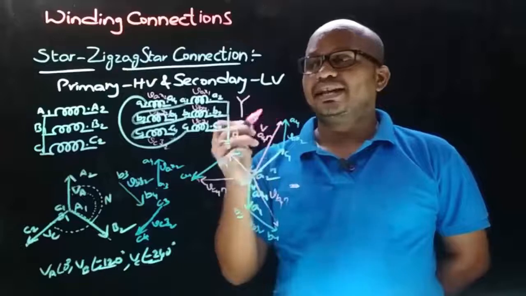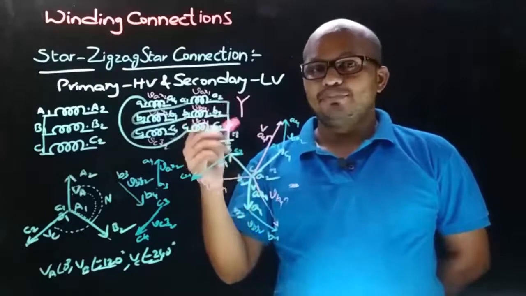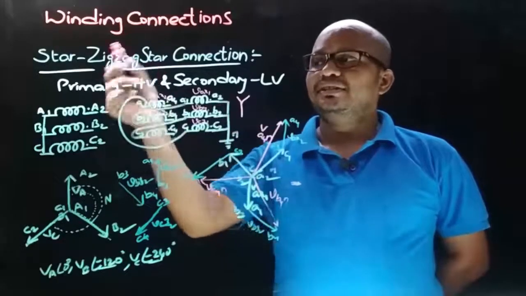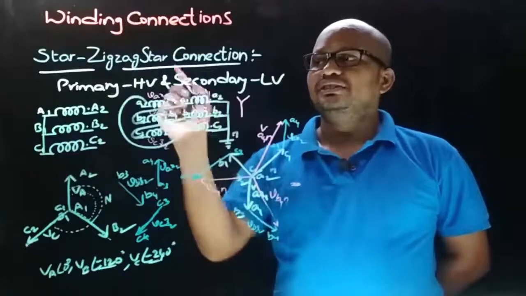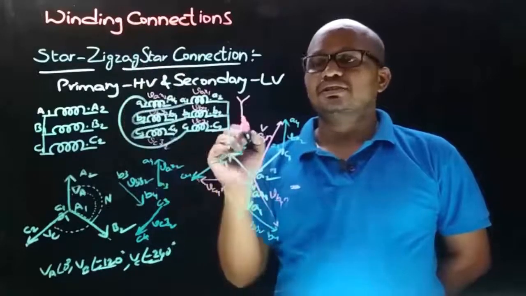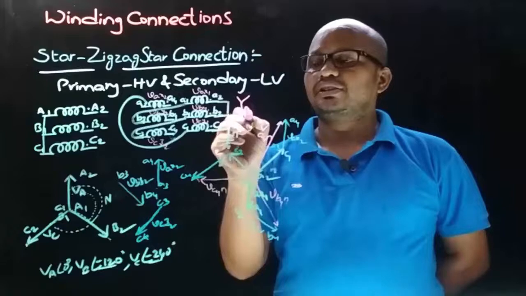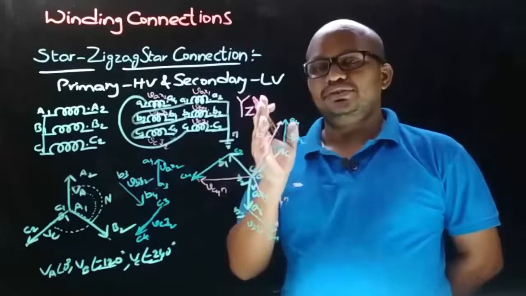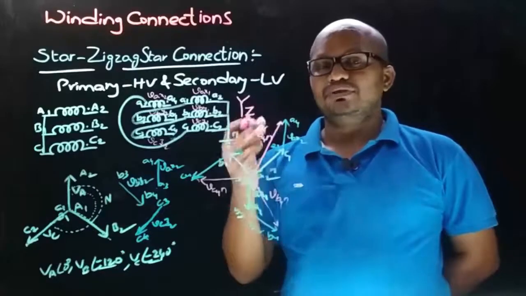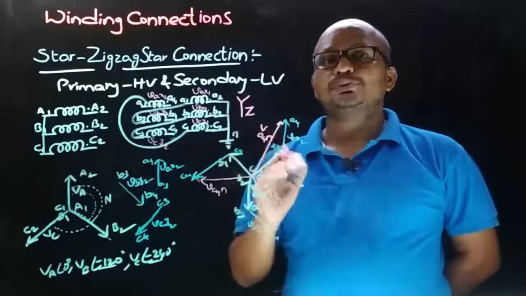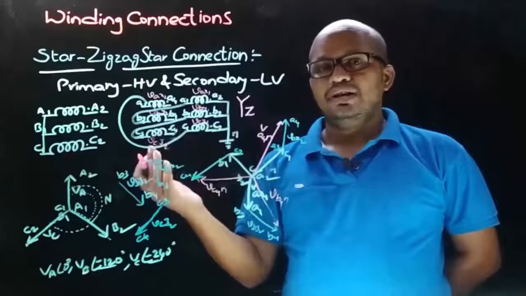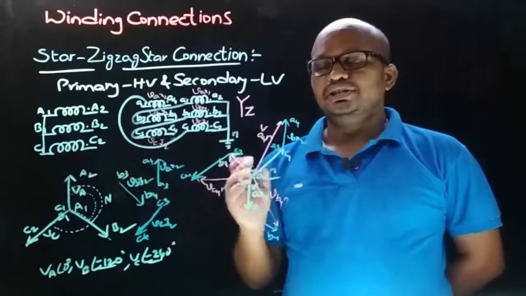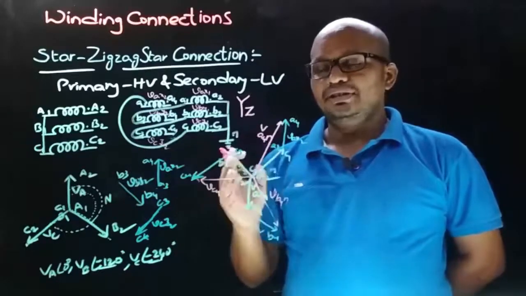And now the second character in the vector group symbol is in lower case, and that indicates the LV winding connection. Here the LV winding connection is zigzag star, so to represent that in the vector group symbol it is taken as small z. And now we need to decide the numeral of the vector group symbol, which will indicate the LV side phase unit voltage displacement with respect to the HV side phase unit voltage, and here we are comparing the A phase.